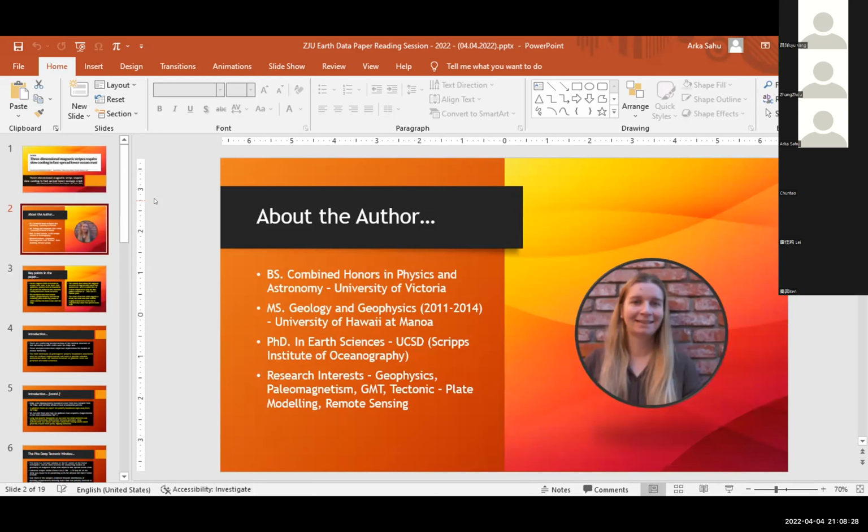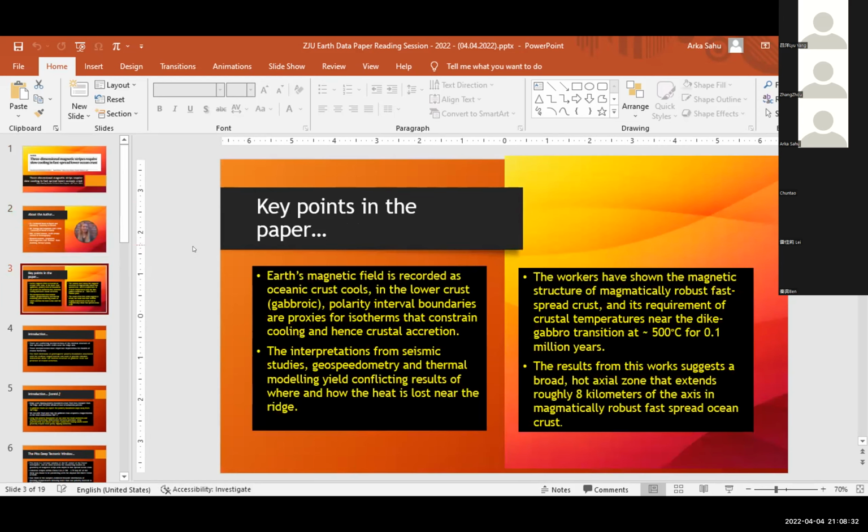So coming to the key points in the paper, the crustal cooling actually controls how the Earth's magnetic field is being recorded.